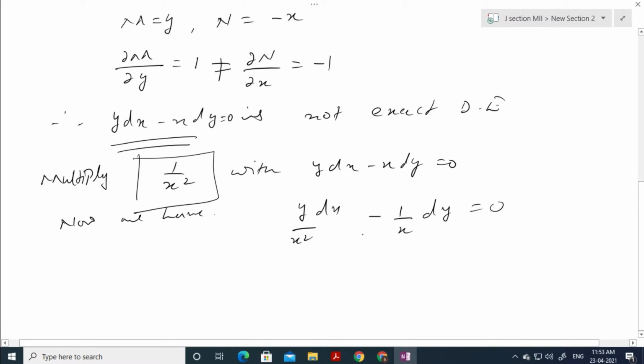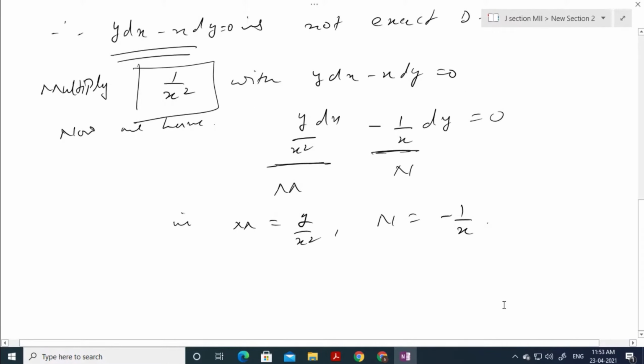Now for this new differential equation, M is equal to y by x square and N is equal to minus 1 by x. Are you following me? Yes, ma'am. Okay. Again you have to check. I have taken 1 by x square, but I don't know whether this function is correct or not to make it exact. So let us see. After multiplying, again we have to check the condition for exactness with new M and new N.